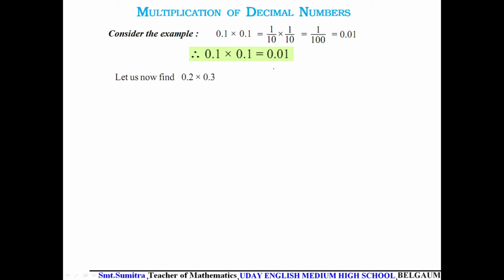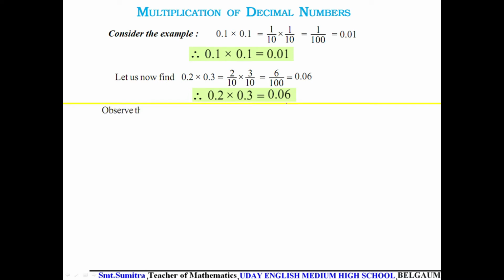Another example, 0.2 into 0.3. Again, this is written as 2 divided by 10 into 3 divided by 10. You see, 2 by 10 into 3 by 10. 2 3s are 6. 10 into 10, 100. 6 upon 100 is 0.06. Therefore, 0.2 into 0.3 is 0.06.